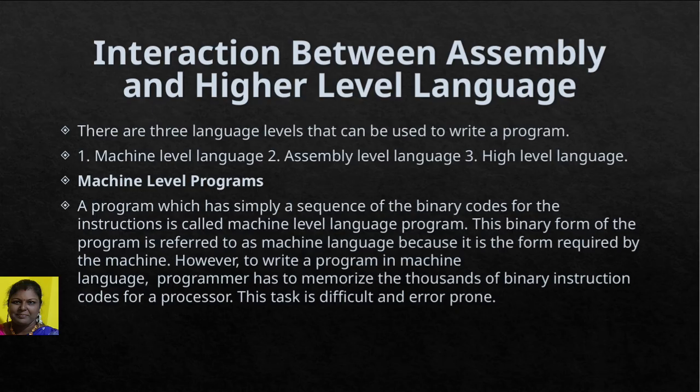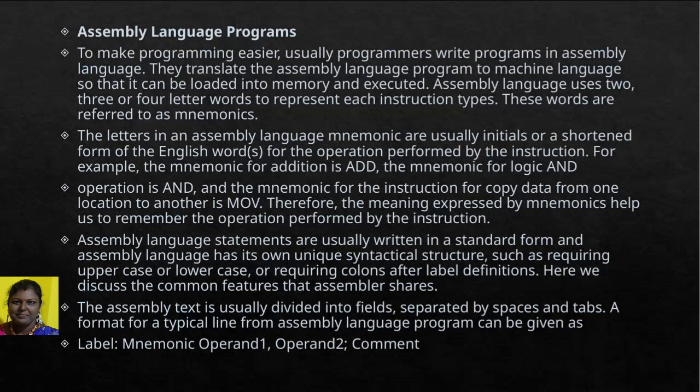When we write programs in assembly language, we're making things easier for ourselves compared to raw machine code. Assembly uses short words called mnemonics, usually 2 to 4 letters, that stand for specific instructions. For example, ADD means add, AND means a logical AND operation, and MOV means move data from one place to another. These mnemonics help us remember what each instruction does. Assembly language also has its own rules for syntax, like how lines are structured with labels, mnemonics, operands, and comments. This structure keeps everything clear and organized.